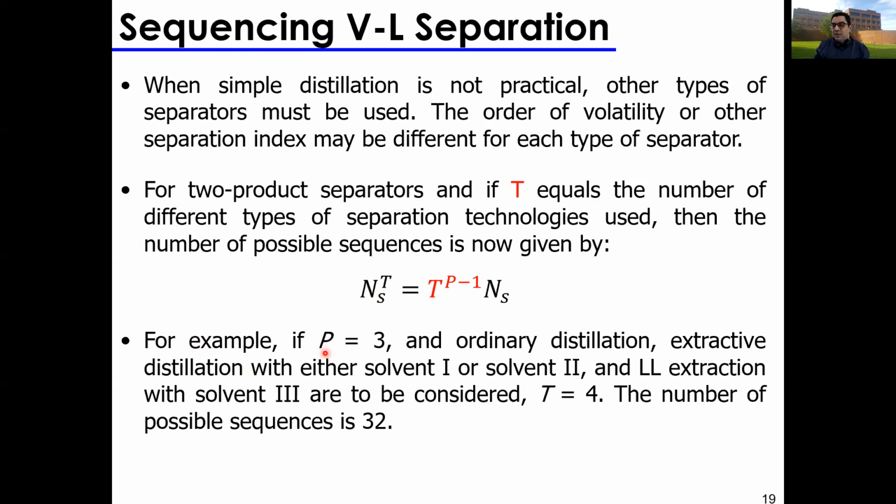So for example, if you have P equals 3 and ordinary distillation, extractive distillation, either solvent 1 or 2, and liquid-liquid extraction or solvent 3 are to be considered. So I have one technology, and then the second technology is extractive distillation with either solvent 1 or 2. So these are two different technologies, and liquid-liquid extraction, solvent 3. So this is my fourth one, T equals 4. So a number of possible sequences now becomes 4 to the power 3 minus 1 multiplied by my original number of sequences using only one technology.